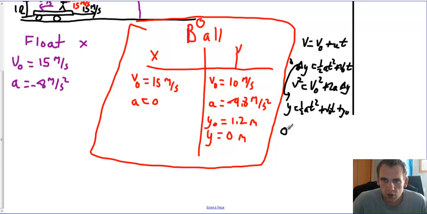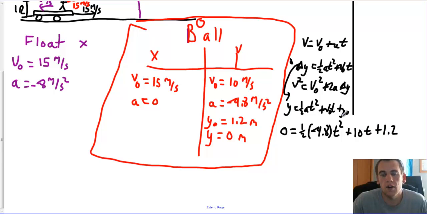So 0 equals 1/2 times negative 9.8 times t squared plus, this is the y direction, so I'm going to use the 10 times t plus 1.2 meters. Alright, so there's everything I know in y.